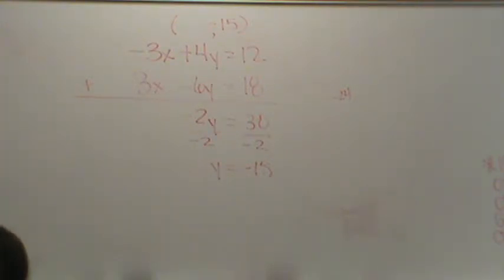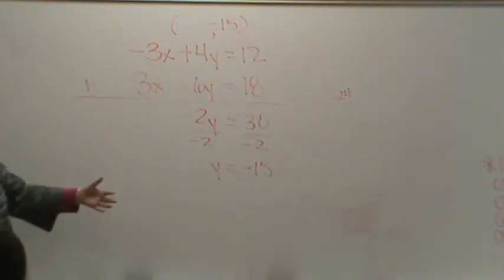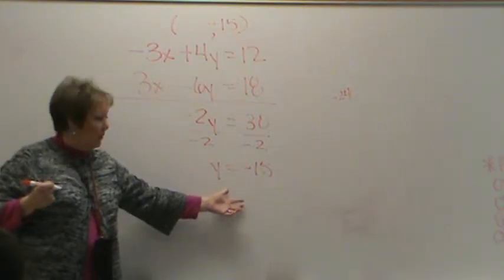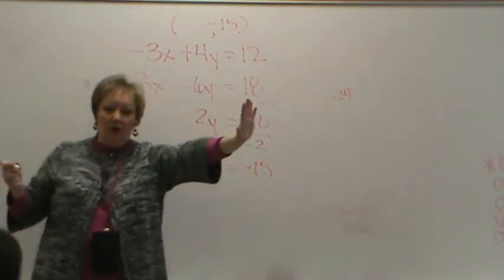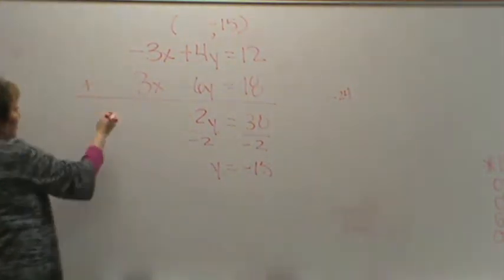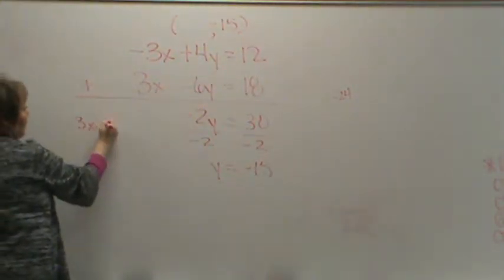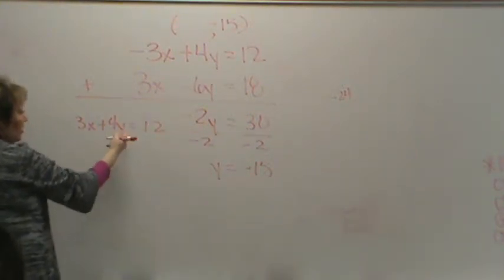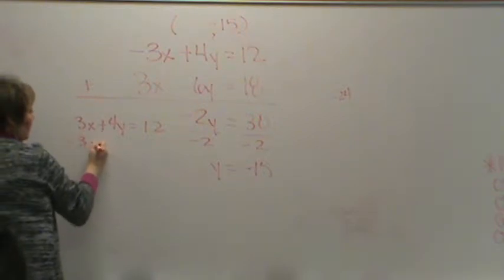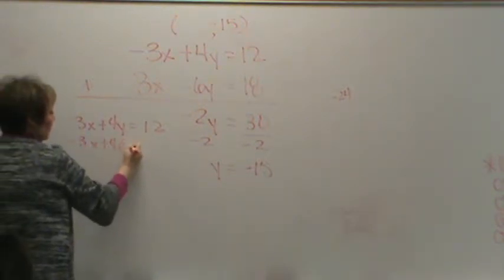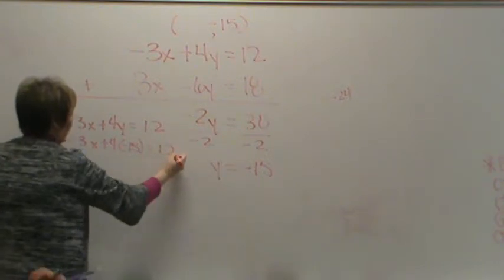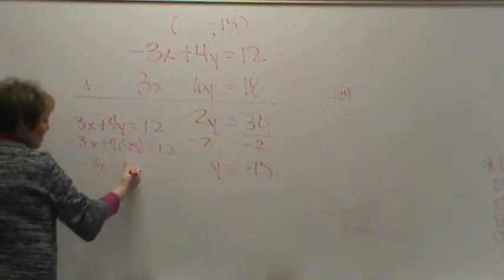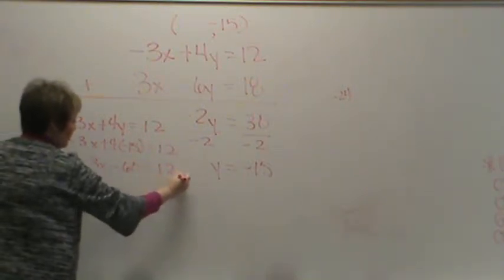Alright, so let's look real quick, just to make sure, because I had some folks looking when we got here and they were going, you want me to do what? So let's look at what to do. On my left, I asked y'all to use the top equation. Negative 3x plus 4y equals 12. Substitute negative 15. Negative 3x minus 60. Y'all double check my calculations.